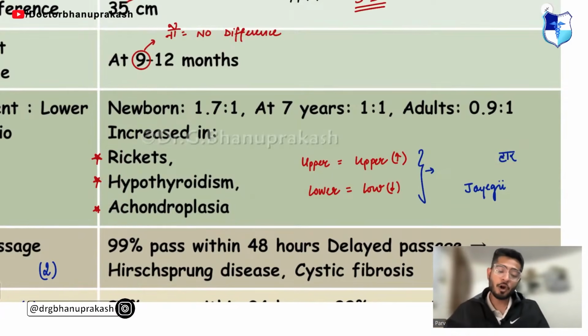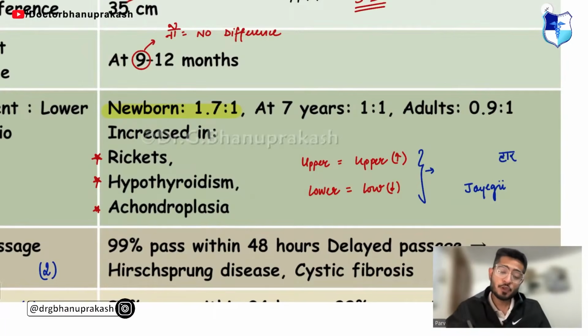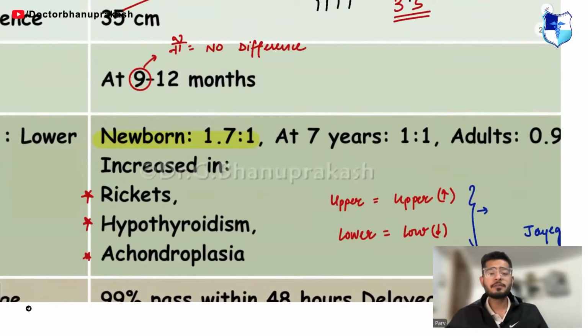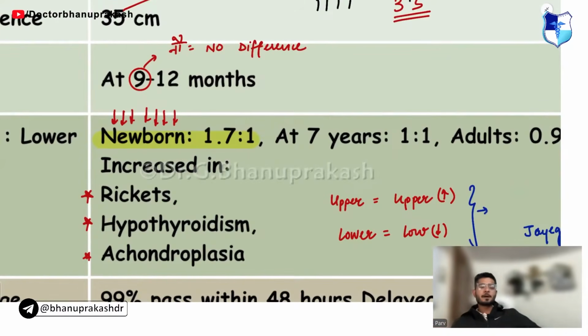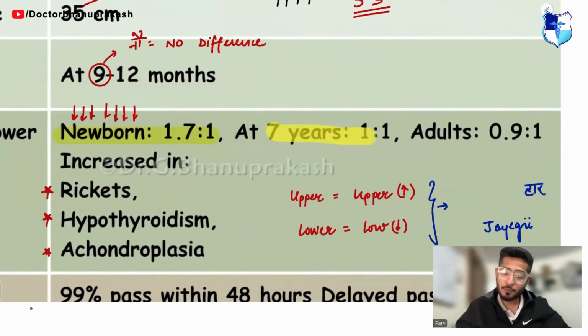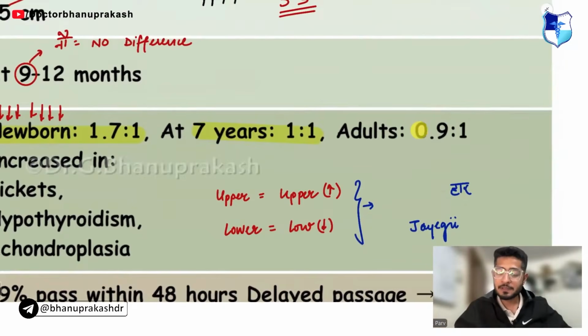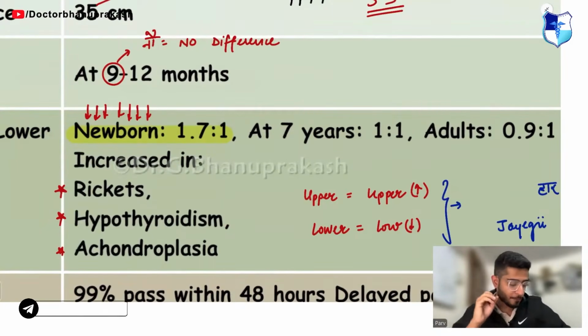So what is the normal upper segment to lower segment ratio? In newborns, it is approximately 1.7:1. People come and say, sir, we forget the normal upper segment to lower segment ratio. Newborn: 1, 2, 3, 4, 5, 6, 7, 7 letters. 1.7:1 is the upper segment to lower segment ratio. At 7 years it is going to be 1:1. In adults, it is approximately 1.9:1. Don't learn these values, but at newborn you should know that it is 1.7:1.